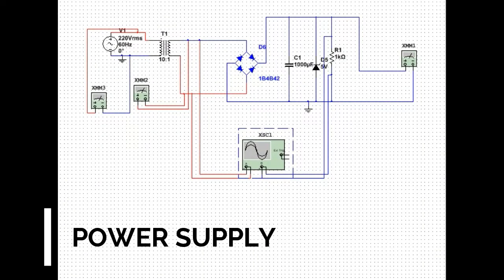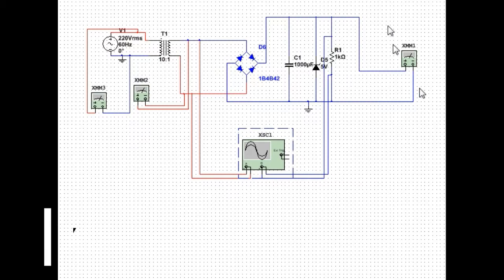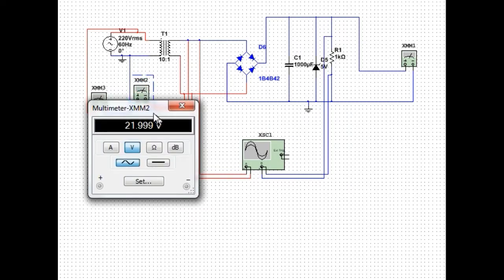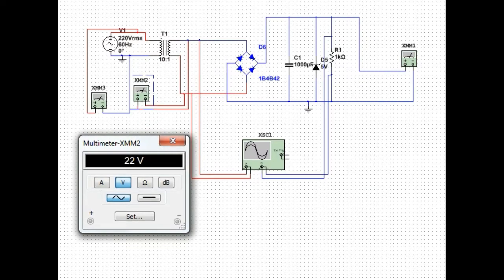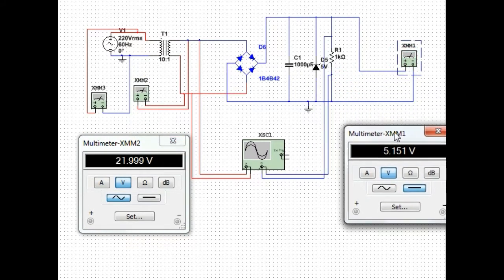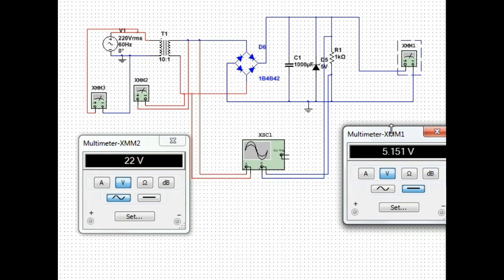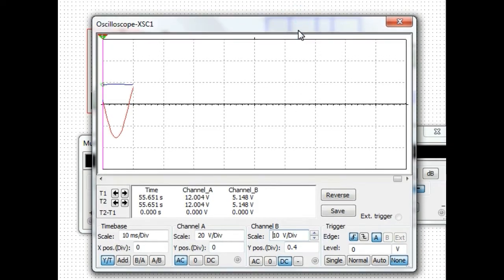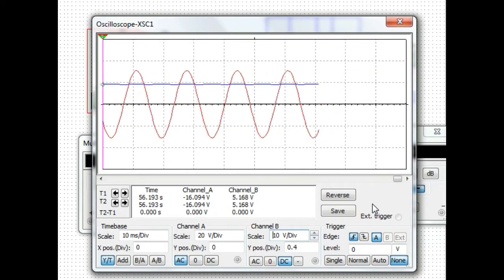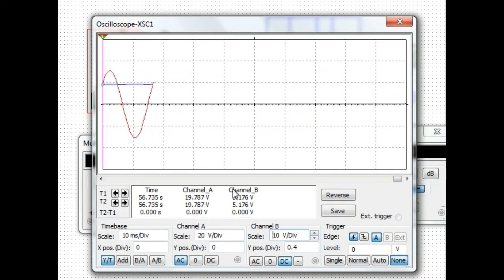This is a simple power supply circuit. In this circuit, you can find a transformer with a turns ratio of 10:1, a full wave bridge rectifier, a voltage regulator, and a load resistor. The input VRMS is 22 volts, and the output DC voltage is 5.151 volts. So here is the waveform response. Let's now proceed with the calculations.